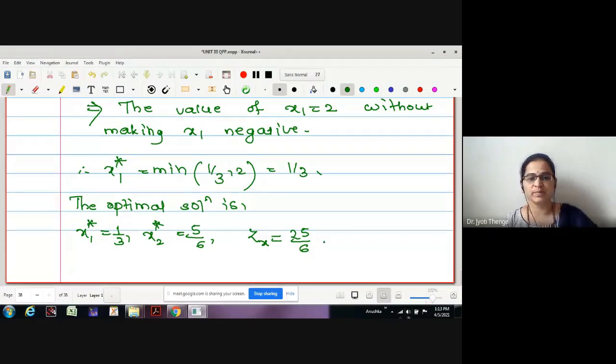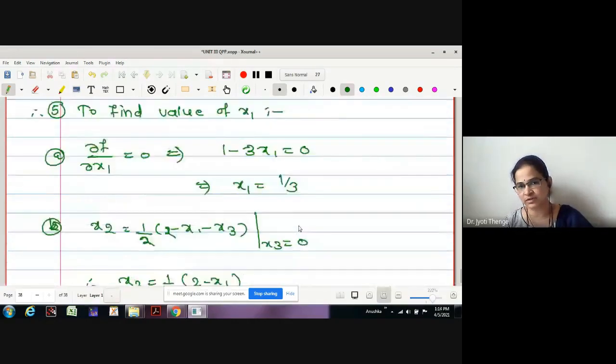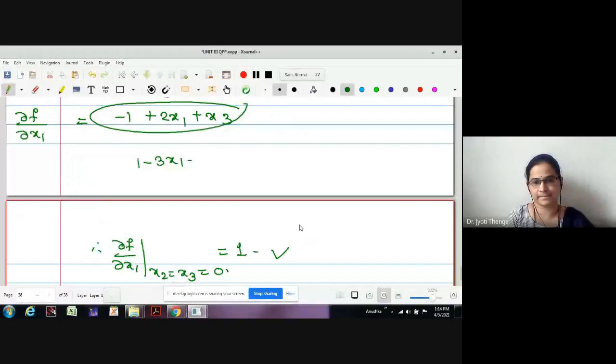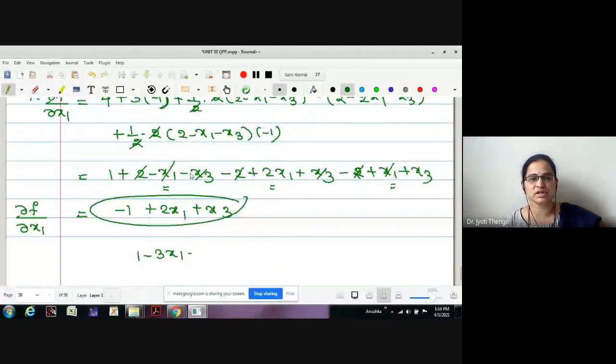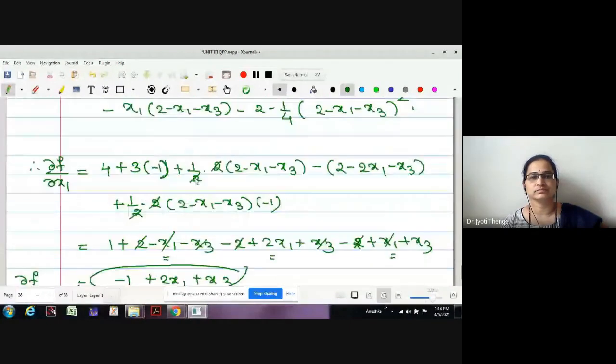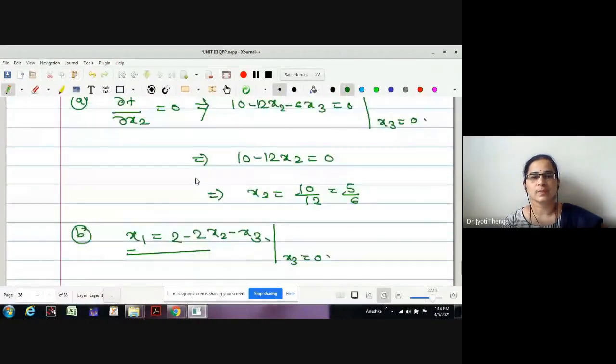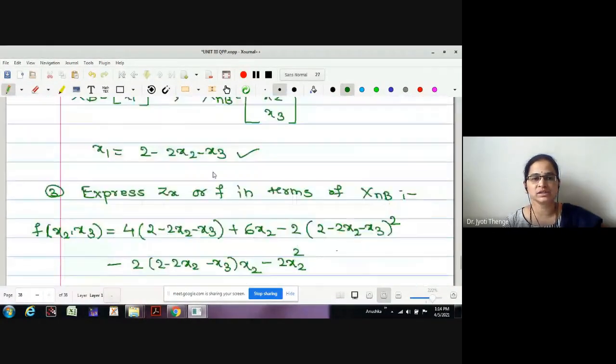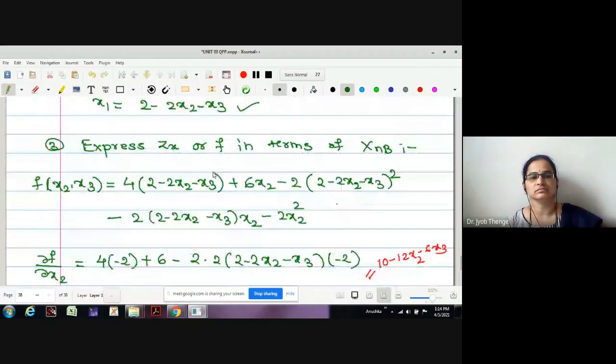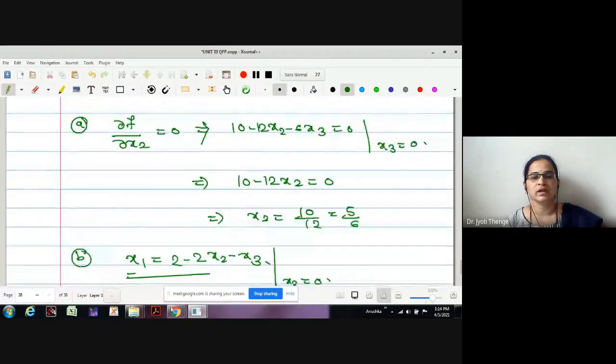This is how we have completed the example. If you have any difficulty on this example, you can ask me. This part we will check. You also cross check. I will also do the same. Yes, any difficulty up to this? If not, let me stop for today.